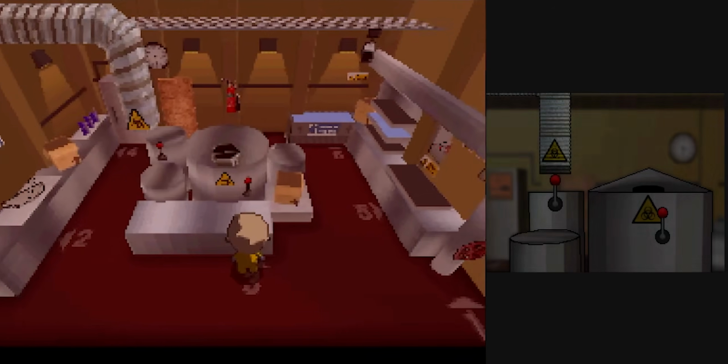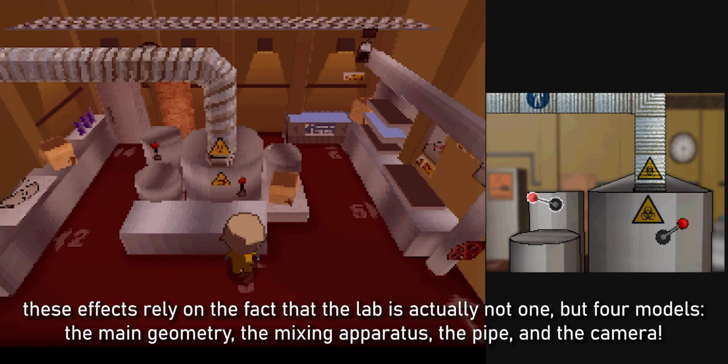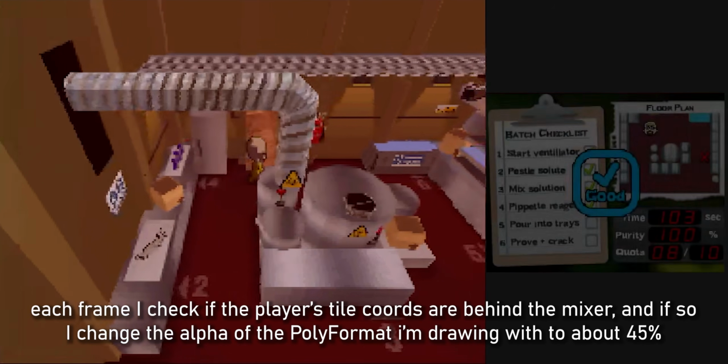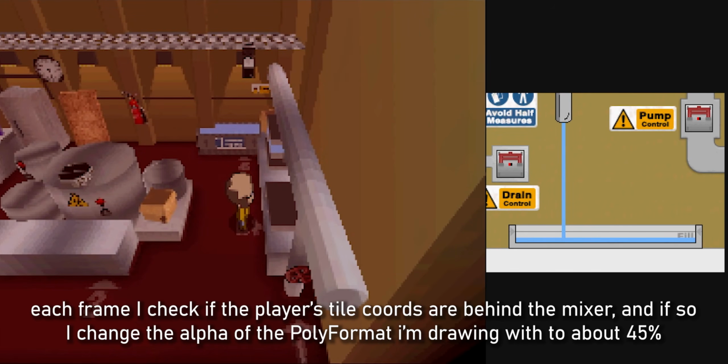Later on I also added this pipe, which ties into the mixing minigame, and actually moves in sync as you move the pipe on the bottom screen in that minigame. I also made it so if you walk behind the mixing apparatus here, it'll go translucent, so you don't just lose track of the player when you stand back there.